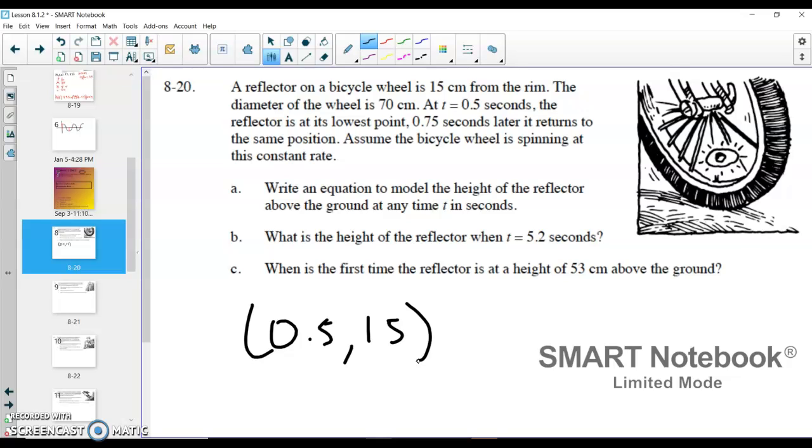Okay. And then it says at 0.75 seconds later, it's going to return to the same position, meaning it went through one full rotation. So 0.75 seconds later puts me at 1.25, excuse me. And then I would be back at that 15 centimeters off the ground. Well, that's nice. That kind of tells me the entire thing, but it doesn't help me see a high point and a low point here.